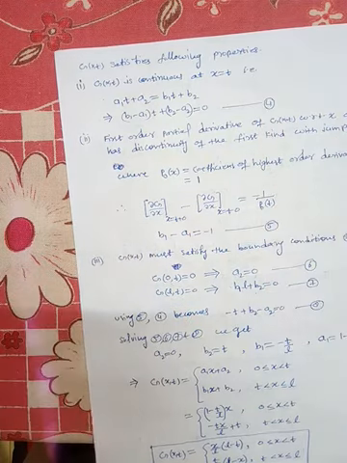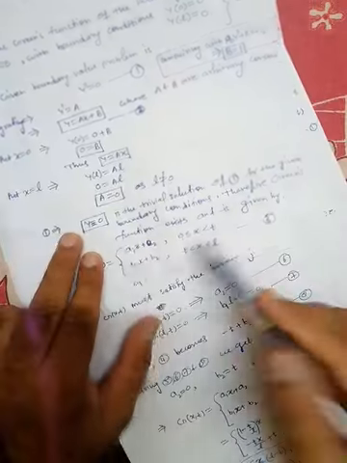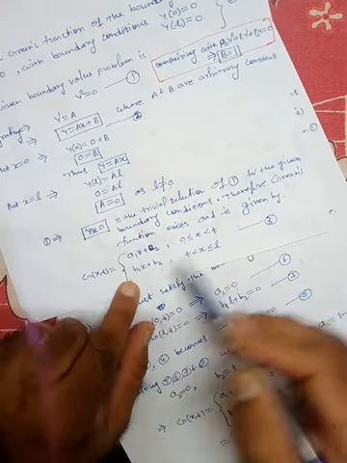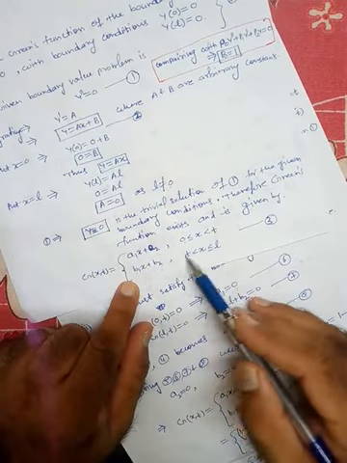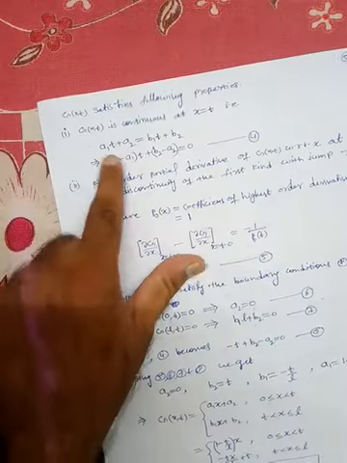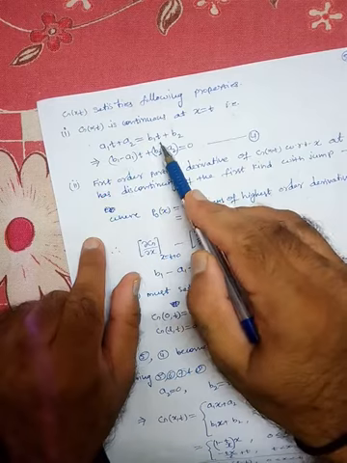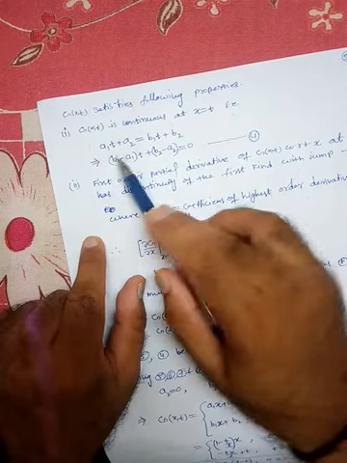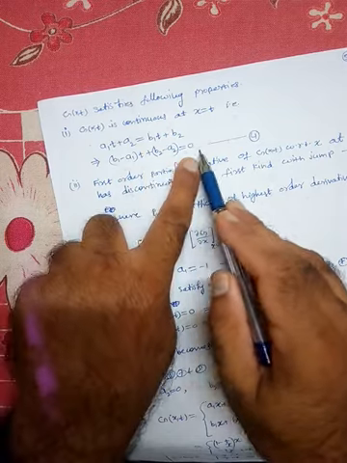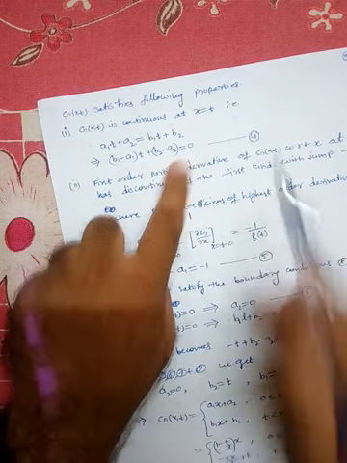Continuity means this function at point t is equal to this function at point t. Both will be the same at point t. So a1t plus a2 is equal to b1t plus b2. From here you can write this as (b1 minus a1)t plus (b2 minus a2) is equal to 0. This is equation number 4.